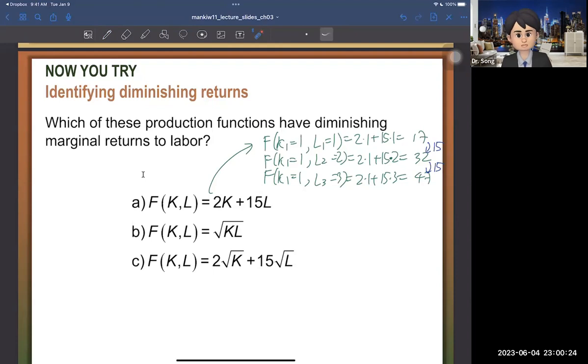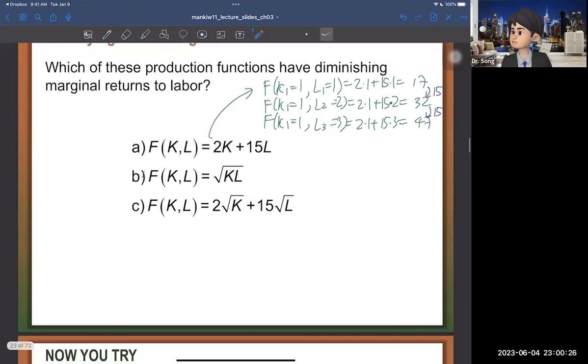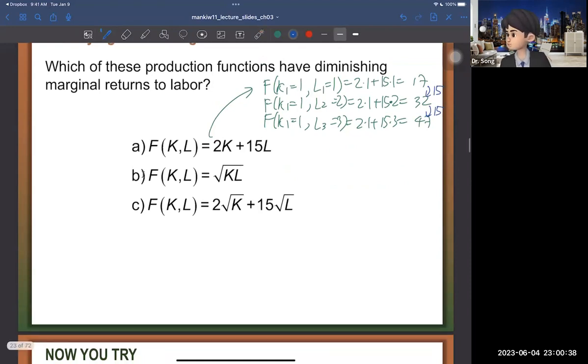But then questions B and C show the diminishing marginal returns to labor. So let me cover question C. So let me leave this B to you. So the C, f of K equals 1, L equals 1. So I basically do the same thing, play with the numbers. So 2 times 1 plus 15 times 1 is 17.